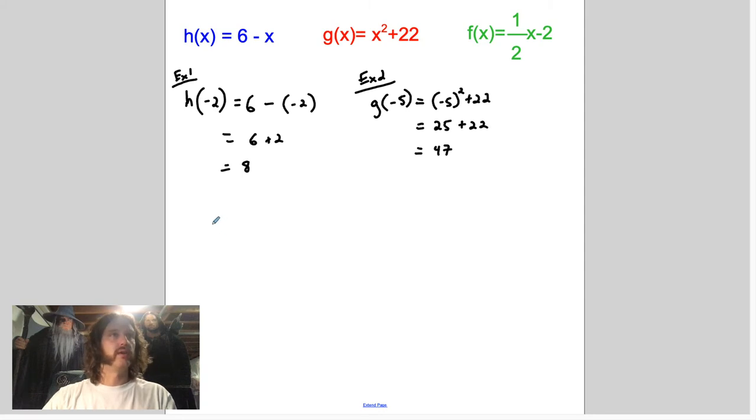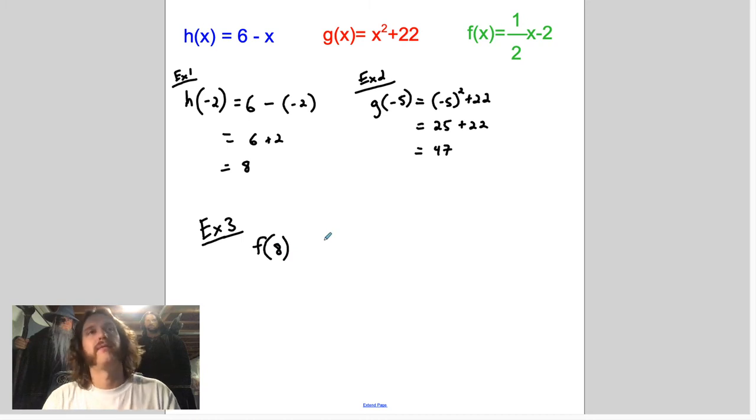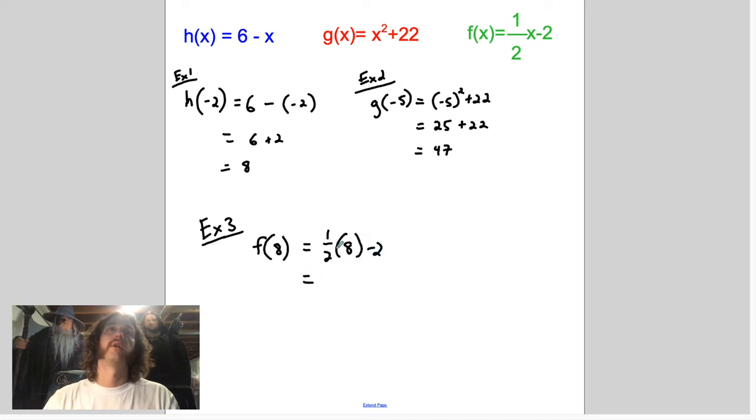Okay, you guys can try this one. On your own, what is f of 8? Tell me what f of 8 is. Okay, you can pause the video if you'd like. Okay, here we go. So f of 8 is 1 half times 8 minus 2. Half of 8 is 4, minus 2 is equal to 2.